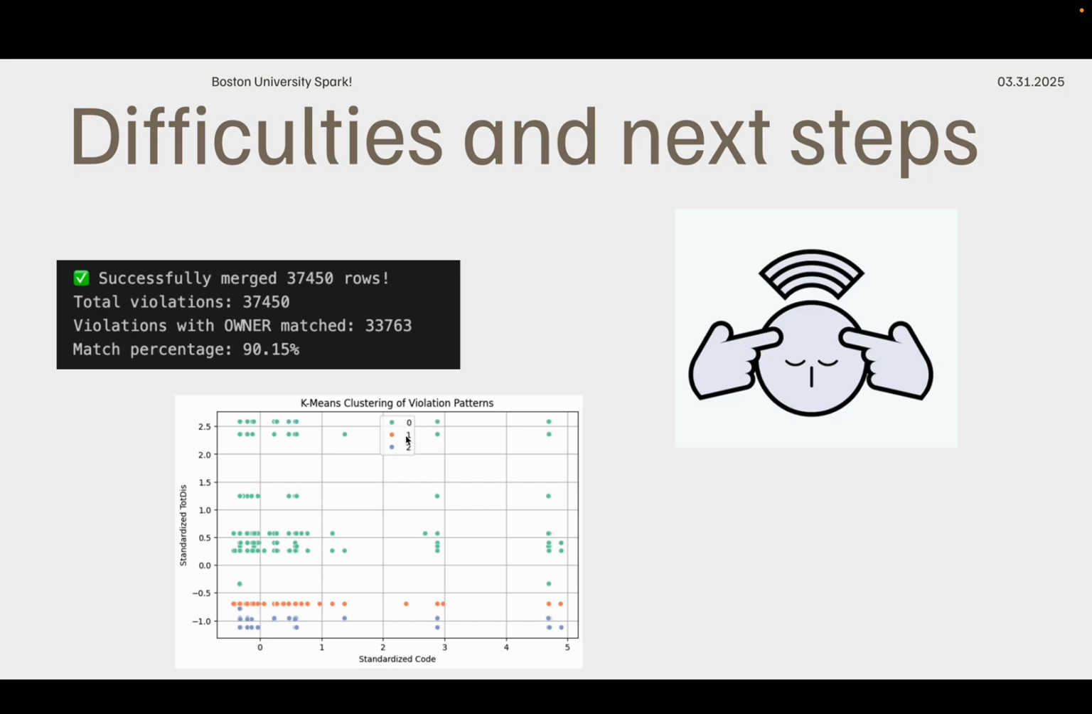Also, we tried to run k-means clustering of violation patterns, and you can see that we don't really have a sufficient number of clusters, which is a problem. This is also because of how the data is structured, and you can have a more precise read about it in the README, but it is a definite area that we would like to focus on in our next steps.